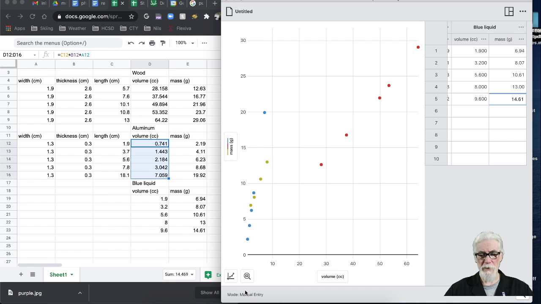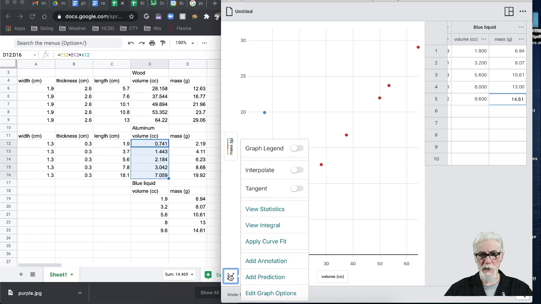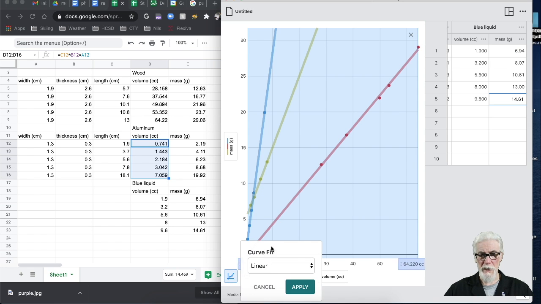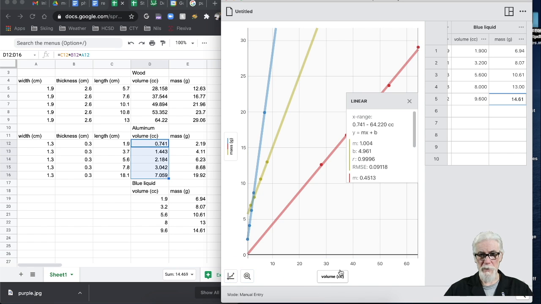And let's do linear analysis for all of them at once if we can. So we'll apply curve fit linear for all of them. Click apply. And here's what we find. The wood blocks, that's in red here, have the least steep slope. The slope is 0.4513. Let's think about the units of slope. It's grams for every 1 cubic centimeter.